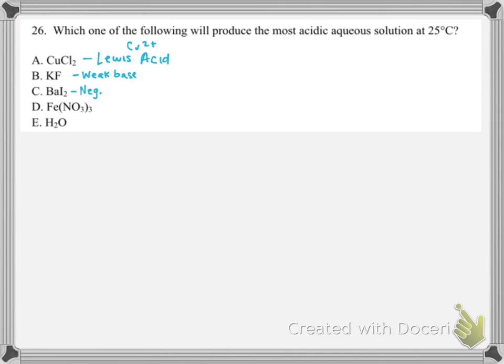Iron nitrate. Again, we have a transition metal capable of accepting a lone pair. So this is going to be a Lewis acid also. And pure water by definition is neutral. Okay, so now we have to decide between copper 2+ or the iron 2+.